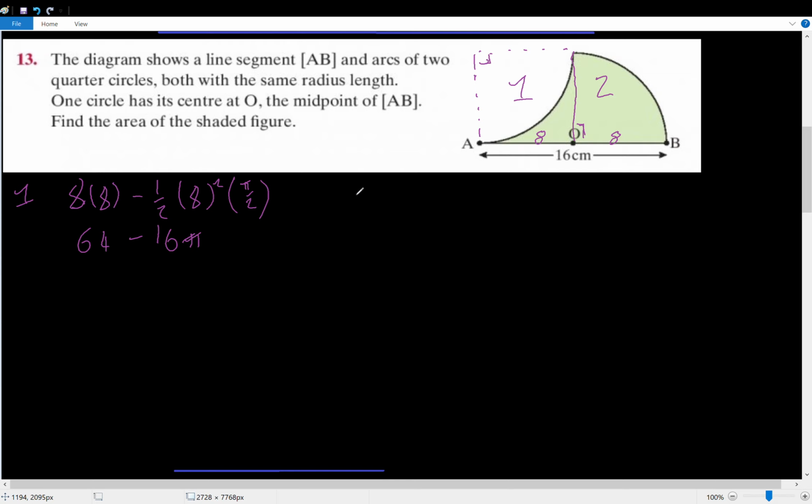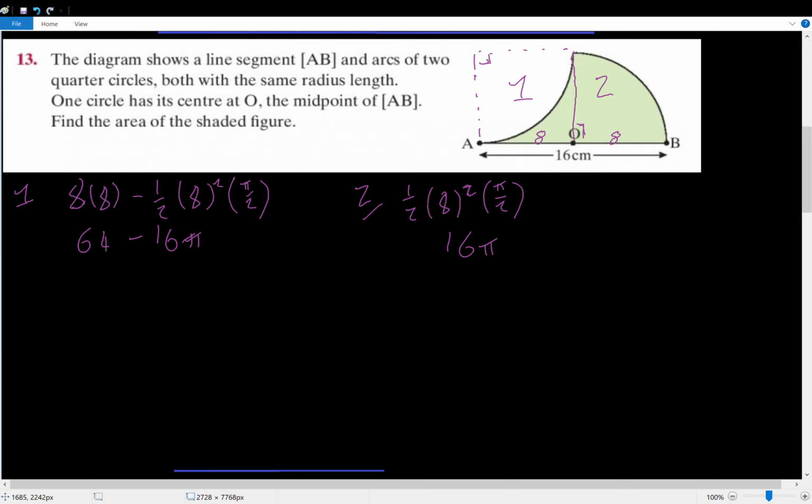Area number 2 is just a quarter circle. Totally straightforward. It's just 1/2 times the radius squared times the measure of the angle in the center in radians, pi over 2. So that's just going to give us 16 pi, like that.